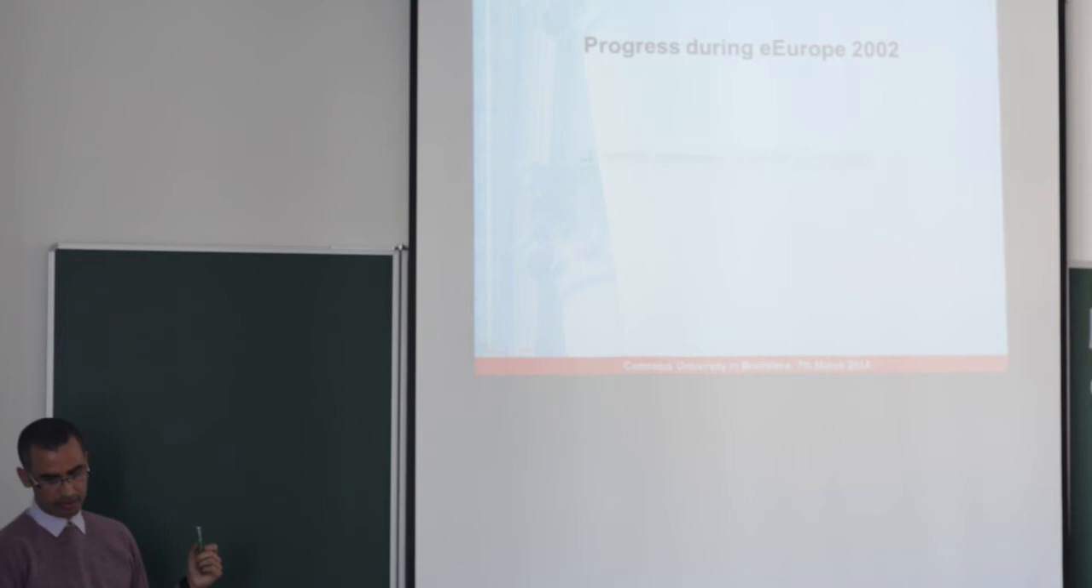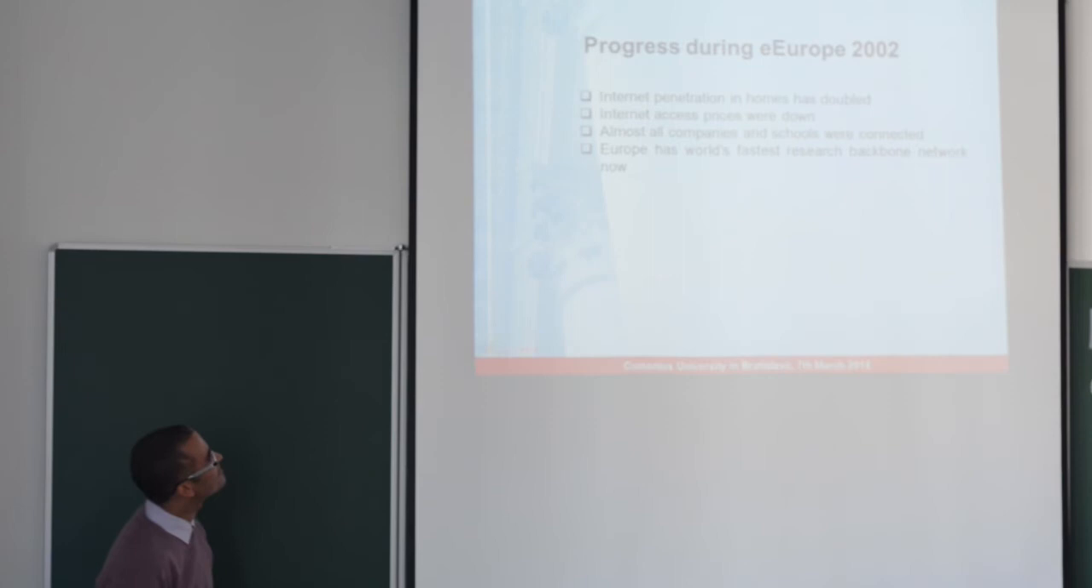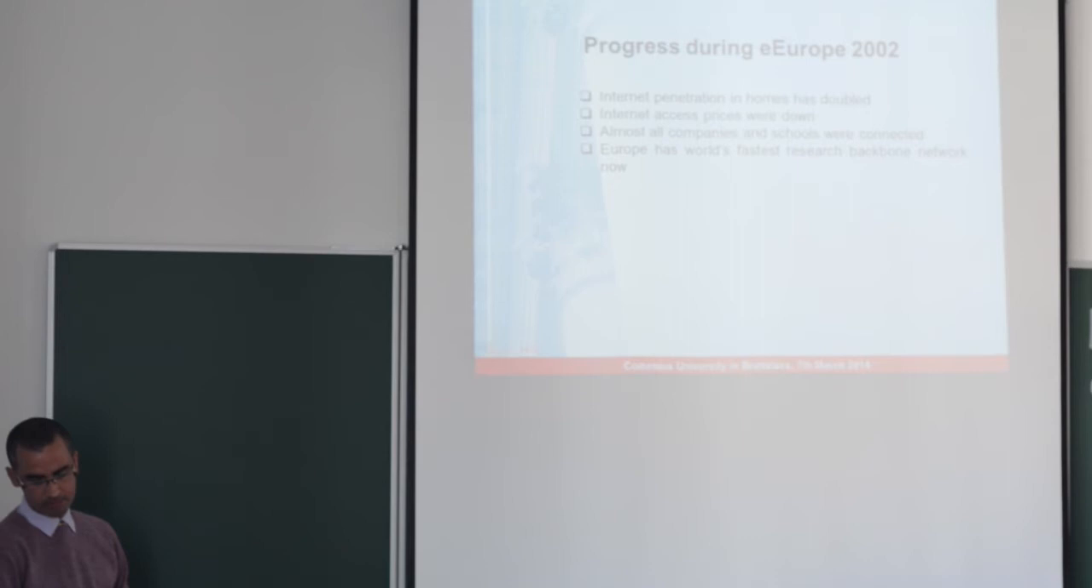Firstly, internet penetration in homes has doubled. Internet access prices were down. Almost all companies and schools were connected by 2002. Europe has the world's fastest research backbone network now. E-commerce legal framework largely in place. More government services available online. A smart card infrastructure was emerging at that time also, and web accessibility guidelines were adopted and recommended in all member states.